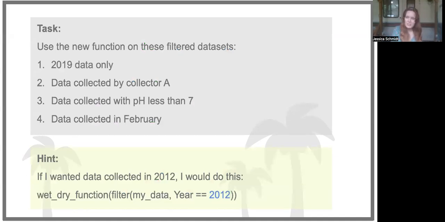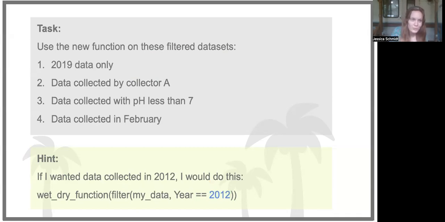Let's use it for something more exciting than just my_data. I have 4 tasks for you. I want you to use this new function on these filtered data sets. Number 1: the 2019 data only, so only data collected in 2019. Number 2: only data collected by collector A. Number 3: only data collected where pH is less than 7. And number 4: only data collected in February. For each of these, I want you to run the wet dry function.